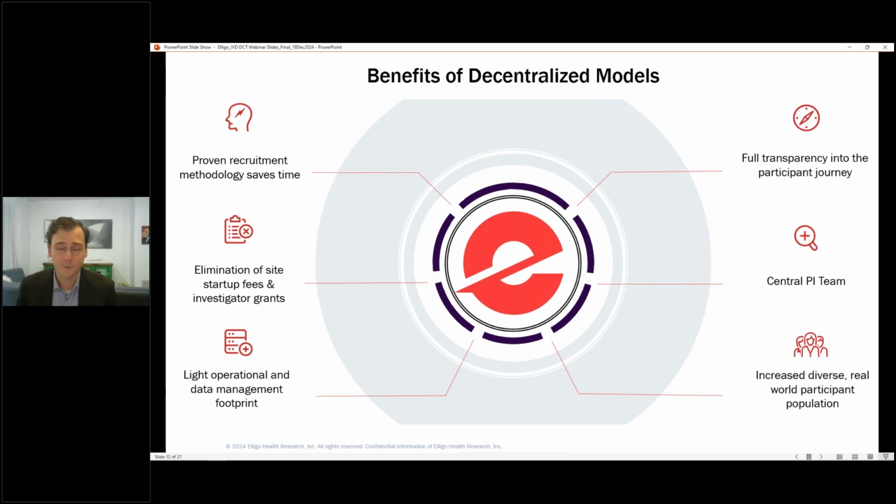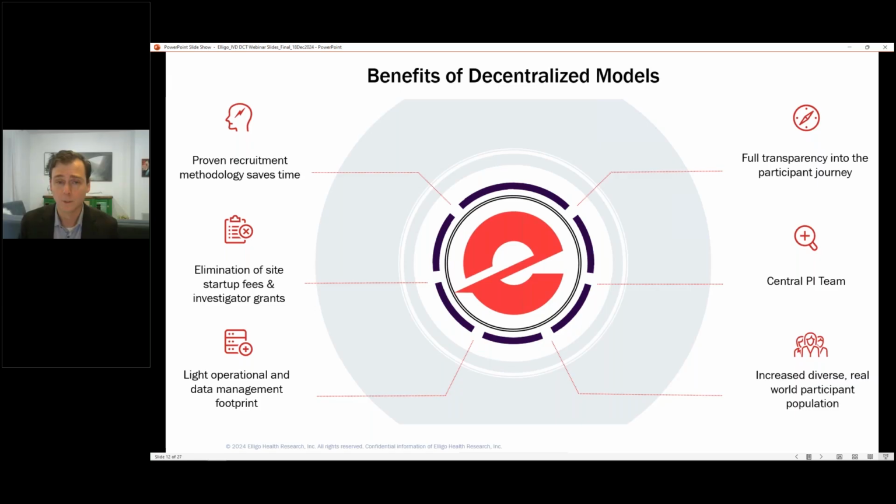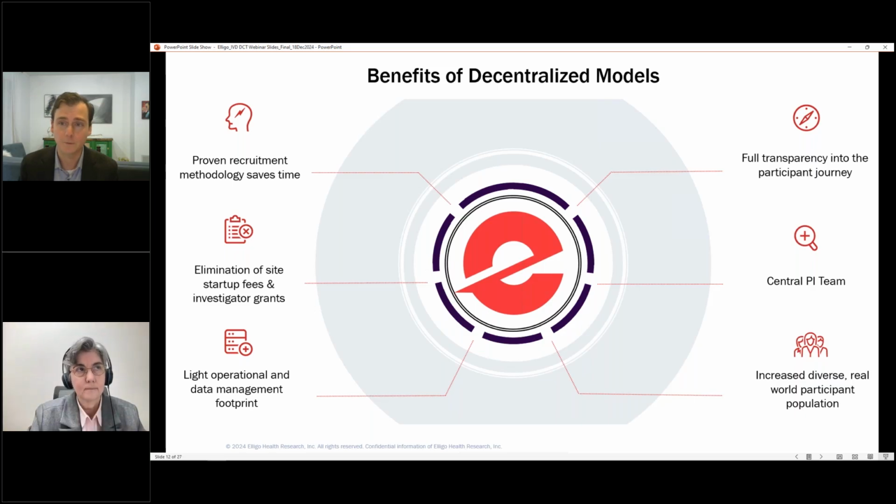And this is actually the perfect point to transition to Dr. Faith Holmes, our Chief Medical Officer, who served as the central PI on several of these studies and can take us through the details of the design in these studies and just really more details around the patient journey. So at this point, I will transition to you, Faith.